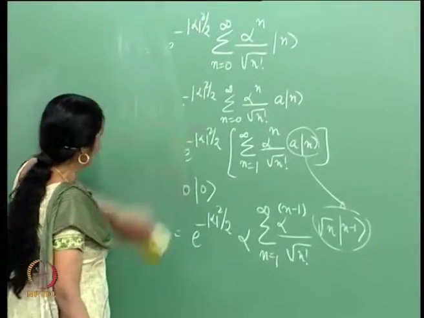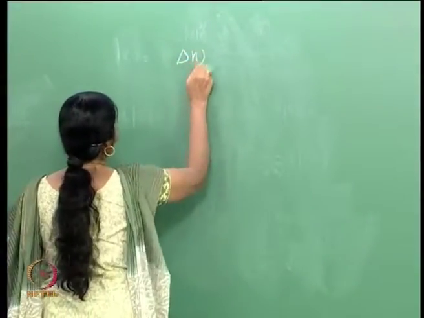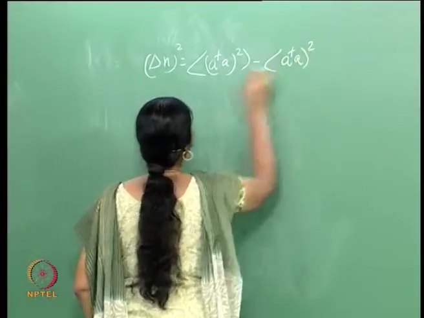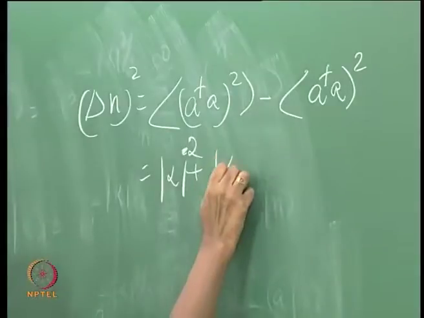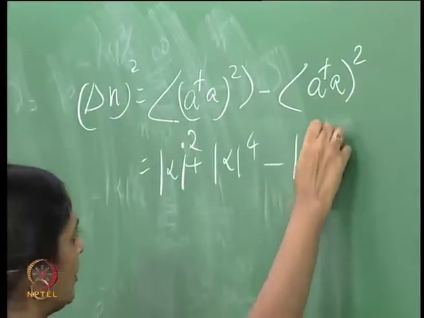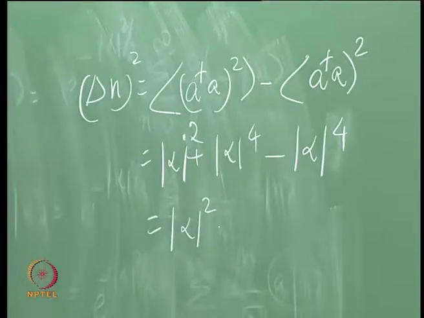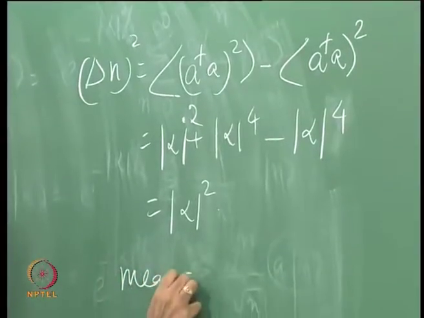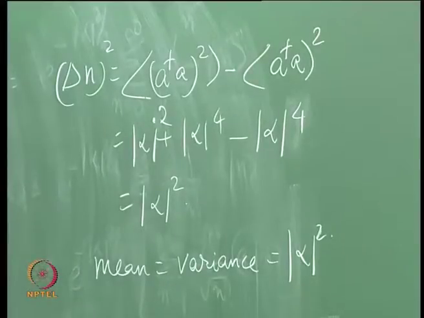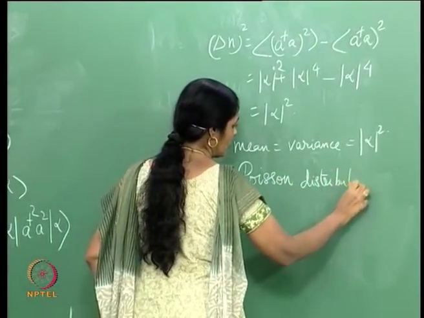And therefore, I know the variance in the photon number. So, delta n squared is expectation A dagger A squared minus expectation A dagger A the whole squared, which is mod alpha squared plus mod alpha to the 4 minus mod alpha squared minus mod alpha to the 4, and that is equal to mod alpha squared. Now, this is an interesting result because the mean is equal to the variance, equal to mod alpha squared, which is typical of a Poisson distribution. This is a Poisson distribution, has mean equal to variance.